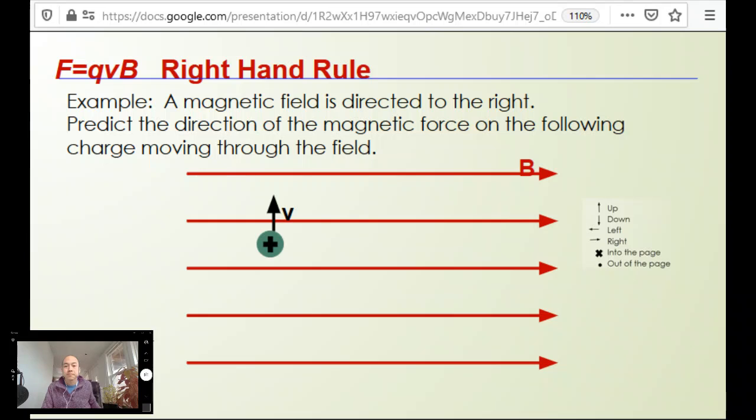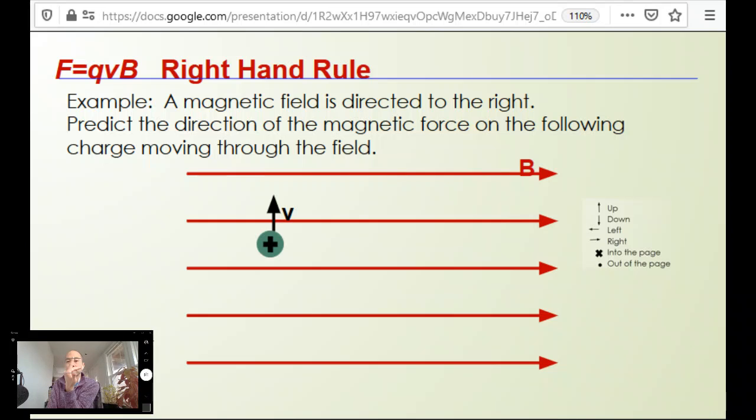Alright, so this is a good one. Now we have a charge moving in the upward direction, and we have the B field, or the magnetic field, going from left to right. You can see the arrows there. So again, I'm going to take my index finger and point up, and then the middle finger here, that's the palm of my hand, is going to have to go from left to right. So I have to turn my hand all the way around this way. So that's going left to right. And now my thumb is pointed into the page.